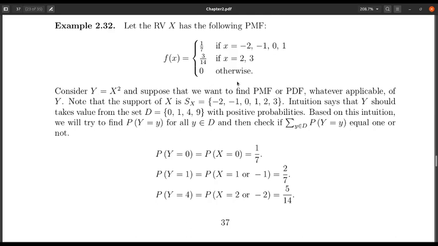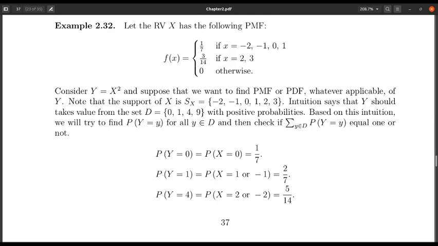First, notice that the support of x is -2, -1, 0, 1, 2, and 3. So x is a discrete random variable and the support is a finite set. Now, when x is discrete, intuition says that y should be discrete, because y should take one of the values 0, 1, 4, or 9. So we start with the intuition that y will take, with positive probability, any one of the values in the set D, which is 0, 1, 4, or 9.